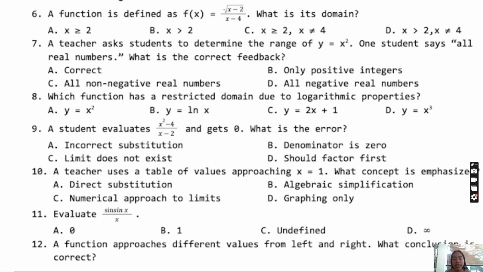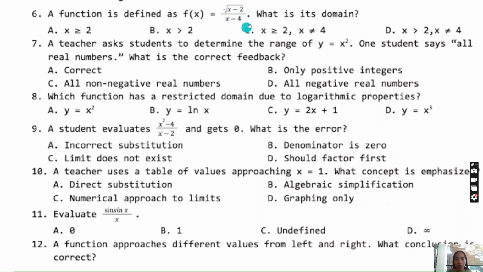x is greater than or equal to 2 and x must not be equal to 4, because those are our restrictions. Our numerator is a square root. It has a radicand, so it cannot be negative. That's why x must be equal to or greater than 2 for us to attain 0 or above.